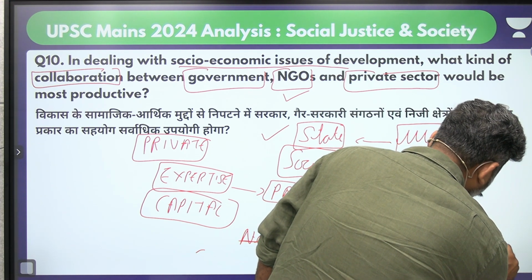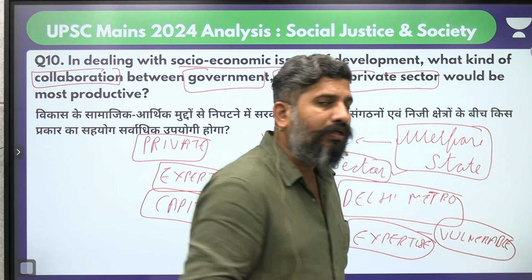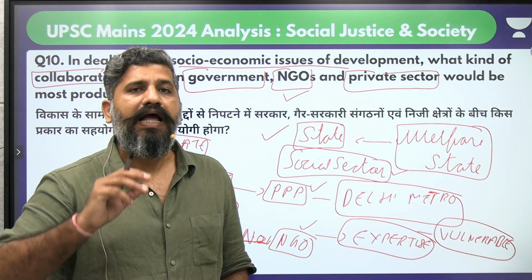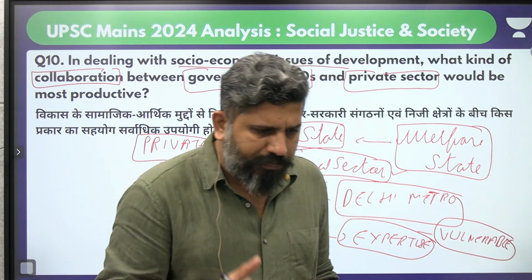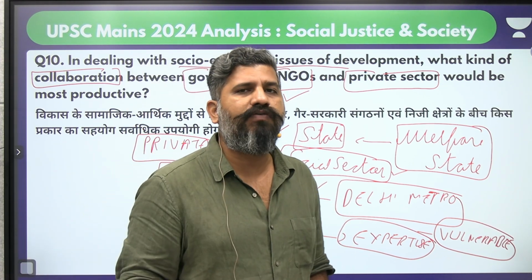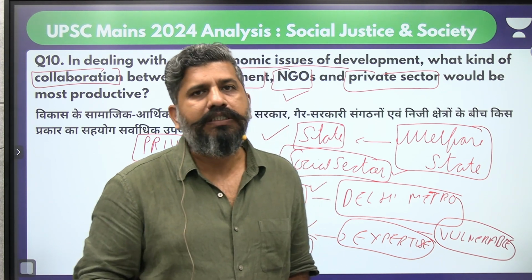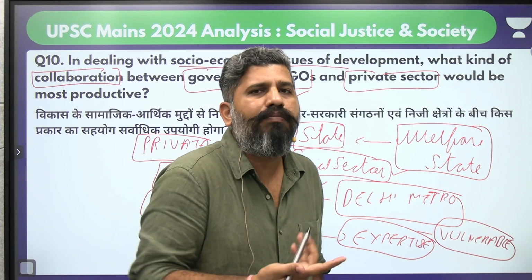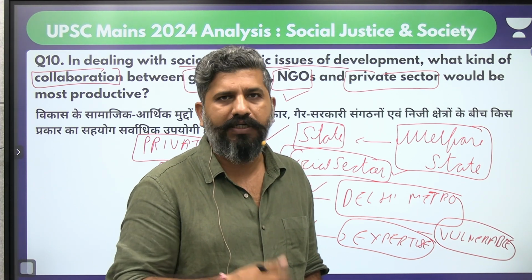They have the know-how of these vulnerable sections, right? They are more trusted by these vulnerable sections, right? And they have basic ideas, fundamental solutions to the problems faced by the vulnerable sections. In accordance with that, the NGOs collaborate with the governments, they collaborate with the private sector to bring about changes in the society, to bring about socio-economic development in the society.